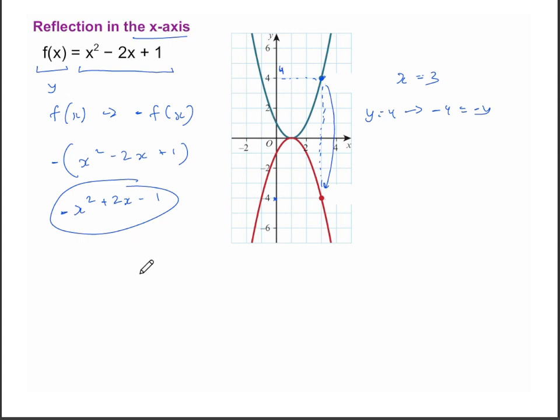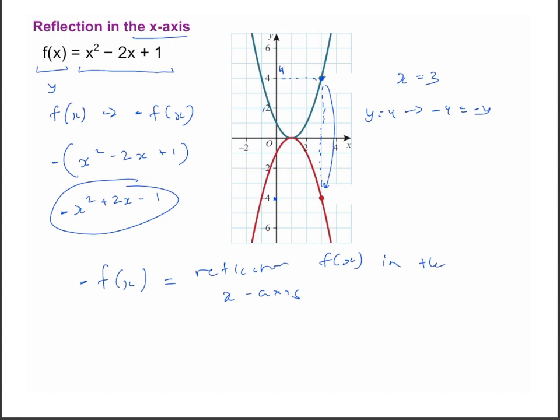So if you have negative f of x, that is a reflection of the original f of x in the x-axis. So the reflection is in the x-axis. The x-axis is acting as a mirror.